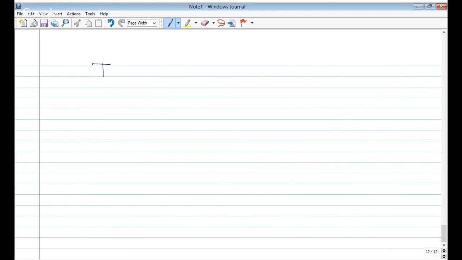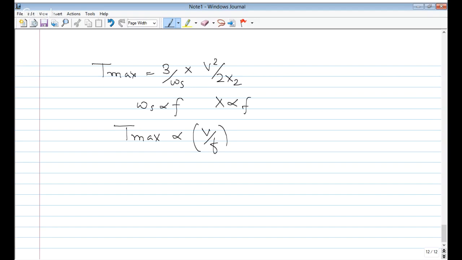See, breakdown torque is the maximum torque, which is 3 by omega s into V square by 2x2. Now, omega s is directly proportional to frequency, x is directly proportional to frequency, which means maximum torque is directly proportional to V by F square, which is constant. So breakdown torque remains constant. Now V by F is directly proportional to flux. Since flux is constant, the magnetizing current I mu shall also remain constant. So the answer should be both should remain constant. That is A.